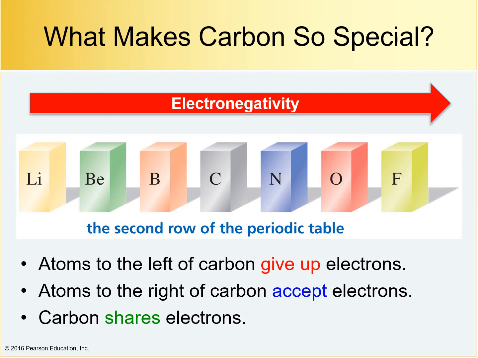And in reality, all of these elements from beryllium to fluorine are capable of forming covalent bonds. Lithium pretty much only forms ionic bonds. Beryllium can form both. Fluorine can also form both.